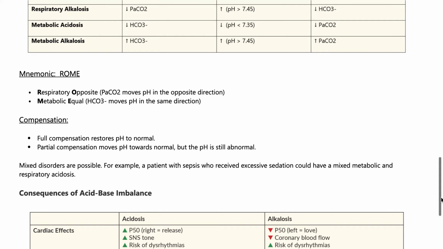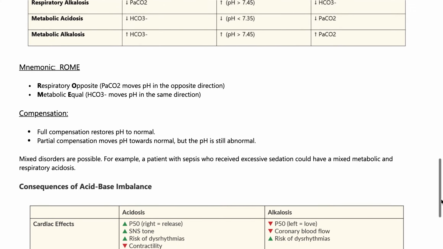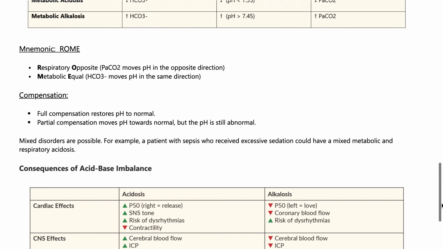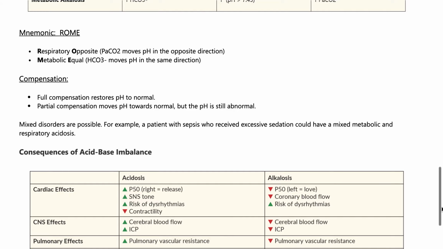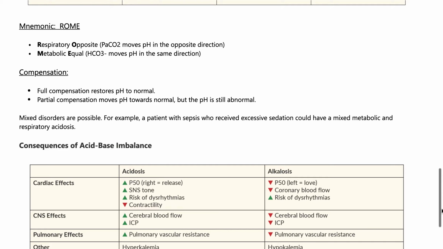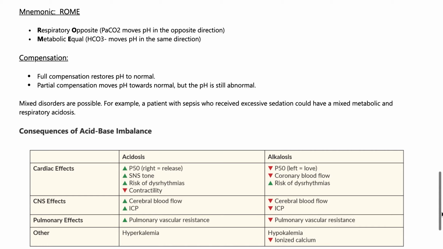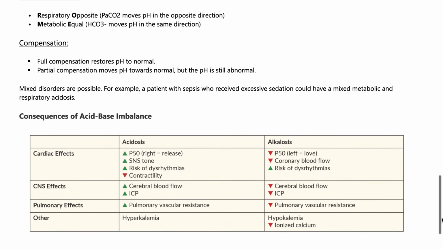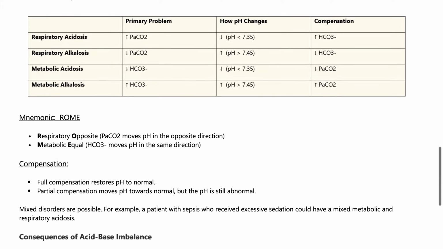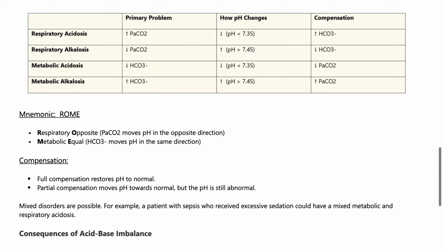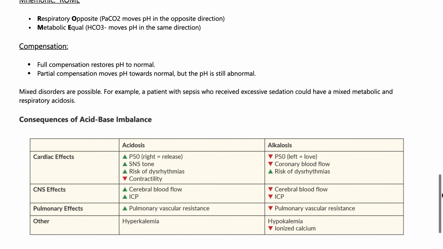Mixed metabolic disorders, or mixed disorders, I should say, are possible. For example, a patient with sepsis who received excessive sedation could have a mixed metabolic and respiratory acidosis. So the metabolic is from the sepsis, however, the excess sedation leads to a respiratory acidosis as well. So you can see the table above with the primary problem, how the pH changes, and compensation. You can review that for further clarity.